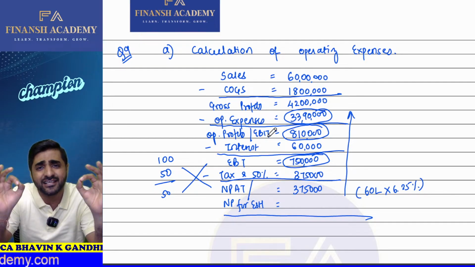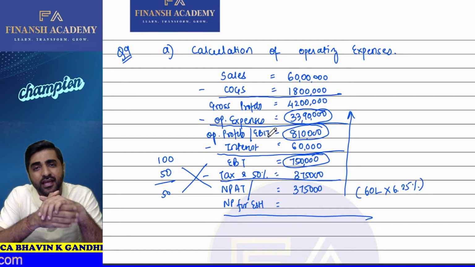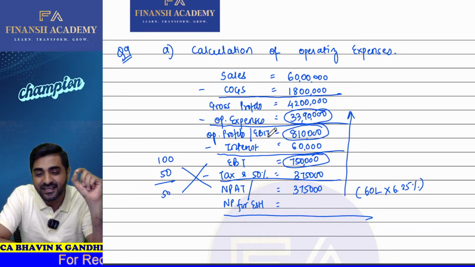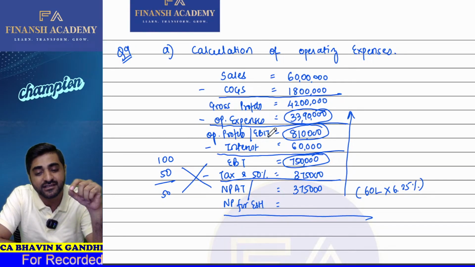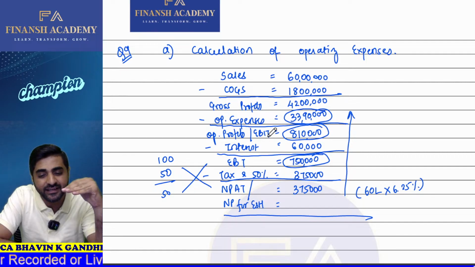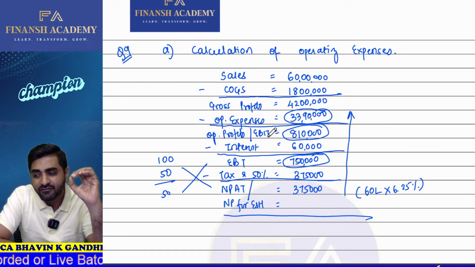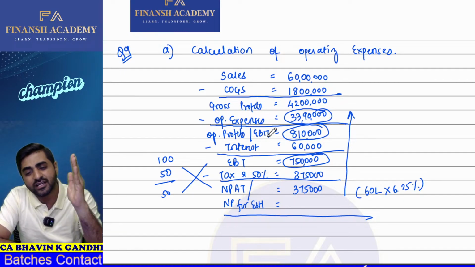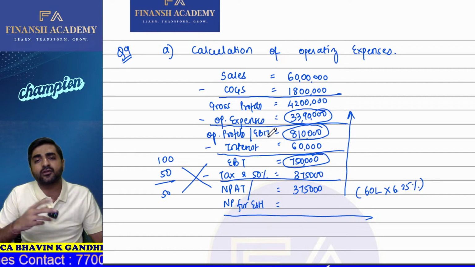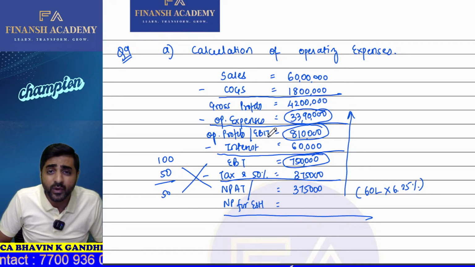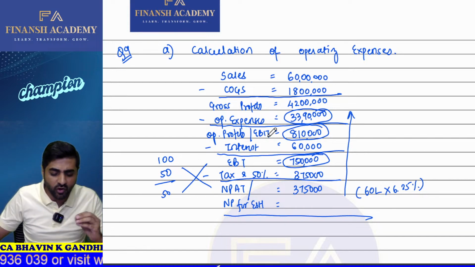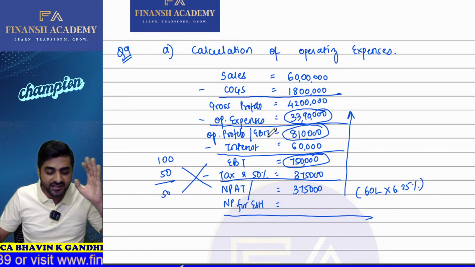So the process here is extremely simple. We have to prepare the income statement by taking sales less COGS. We'll be getting gross profits less operating expenses, EBIT less interest, EBT less tax. We'll be getting NPAT or net profits for equity shareholders. Then, my dear students, we just need to go reverse, calculate the amount of operating expenses, which turns out to be 33 lakh 90,000 rupees. I hope you all are comfortable at least till this much part.